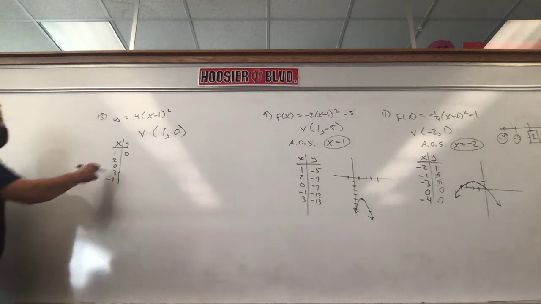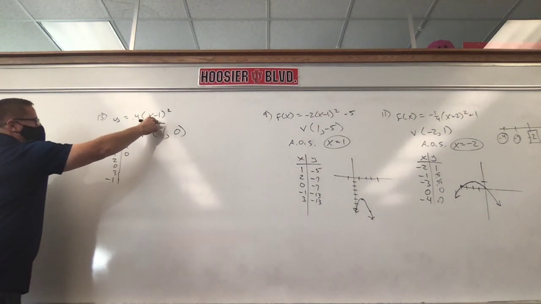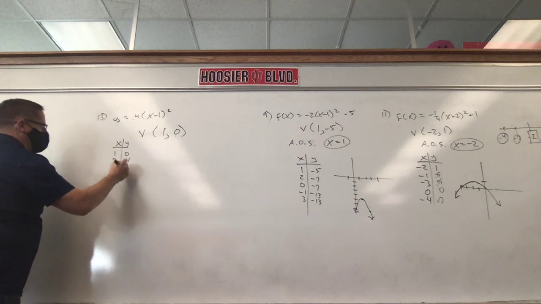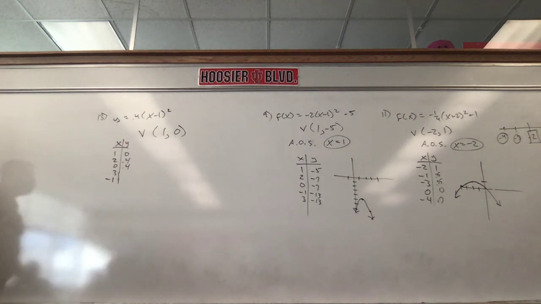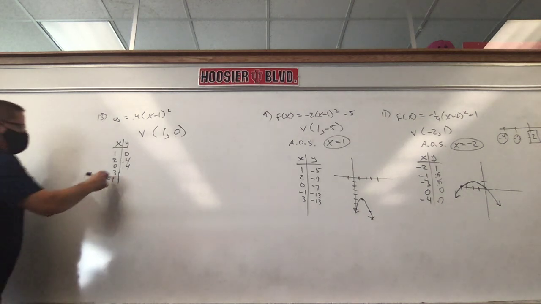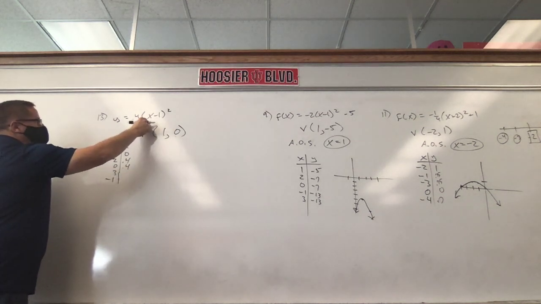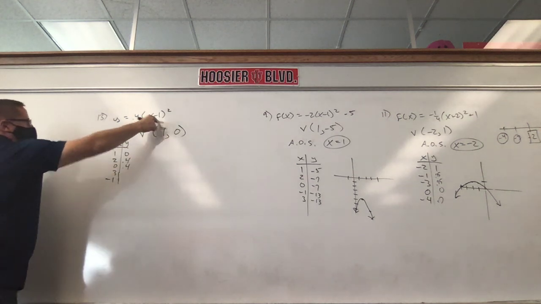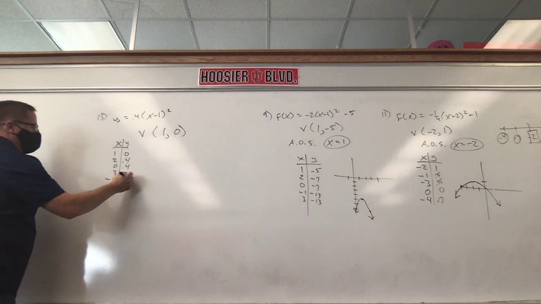Okay? We plug in 2. 2 minus 1 is 1. Squared is 1. Times 0.4 is 0.4. 0 is also 0.4. I'm going to plug in 3. 3 minus 1 is 2. 2 squared is 4. 4 times 0.4 is 1.6.